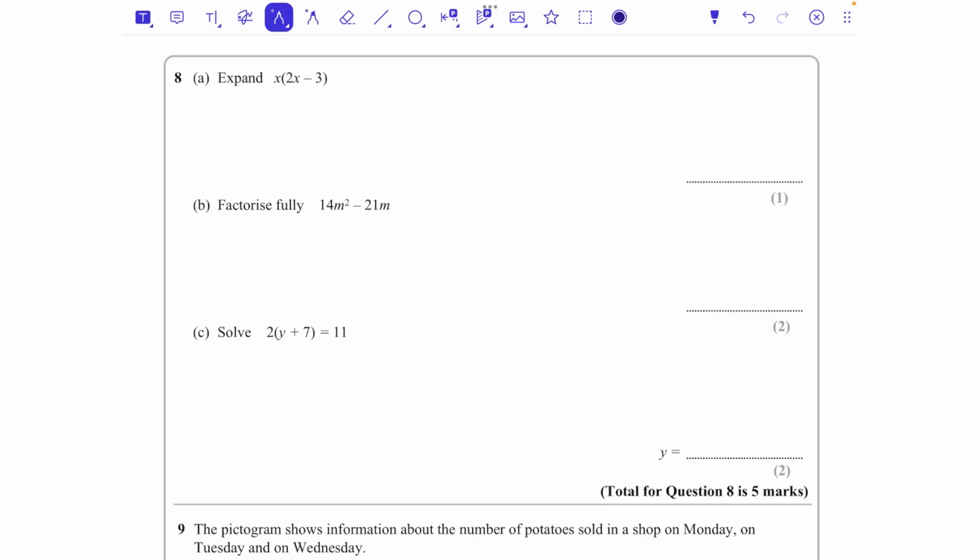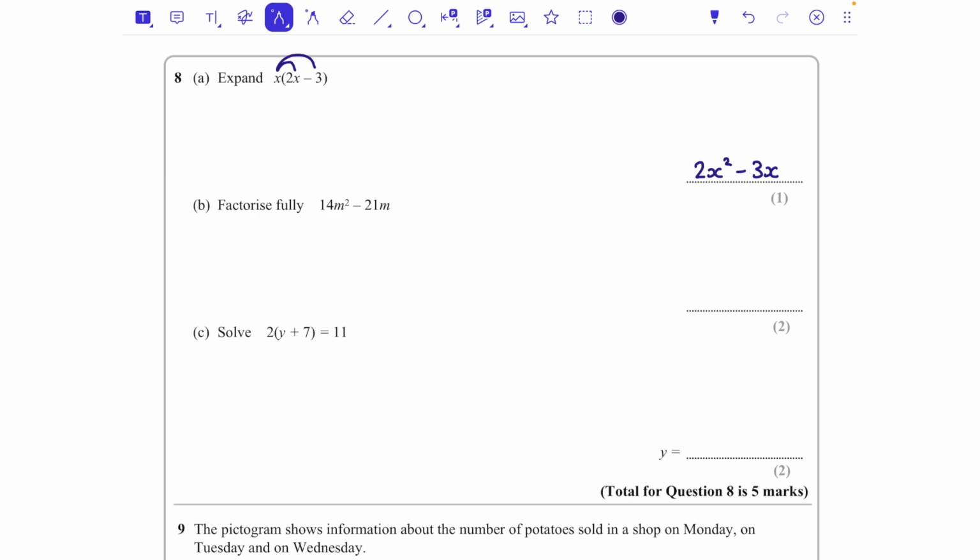When we expand brackets, we're doing what's on the outside multiplied by the first thing and what's on the outside multiplied by the second thing. Each term in the bracket needs to be multiplied by what's on the outside. x times 2x is 2x squared, and x times minus 3 is minus 3x. They are not like terms, we don't put them together. That is our final answer for 1 mark.